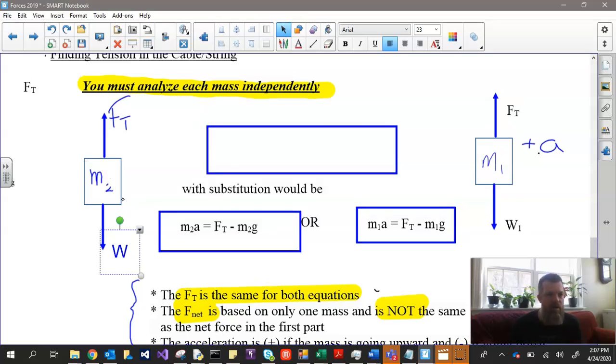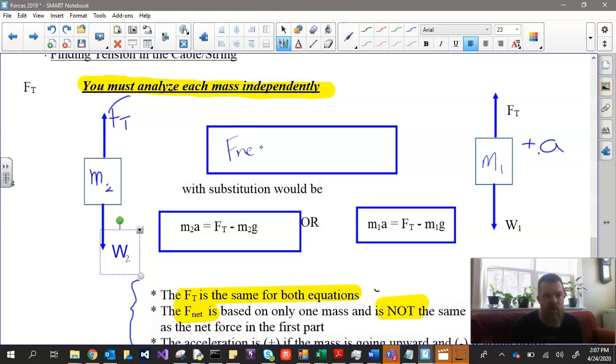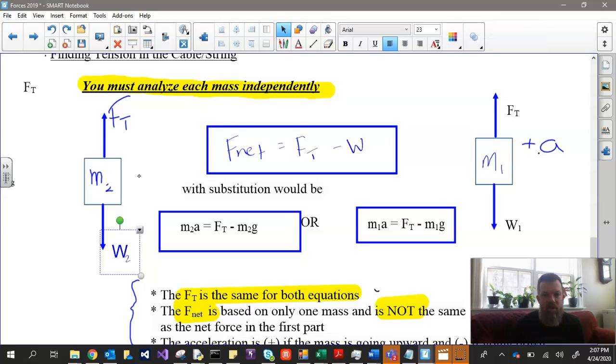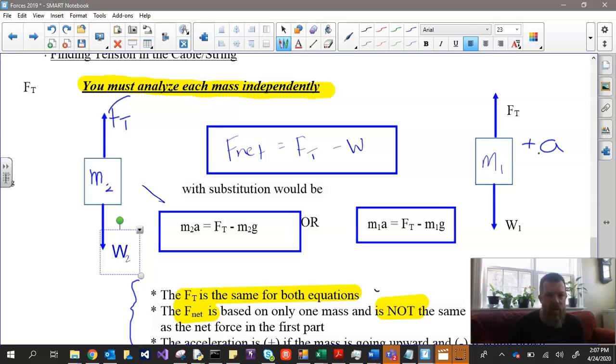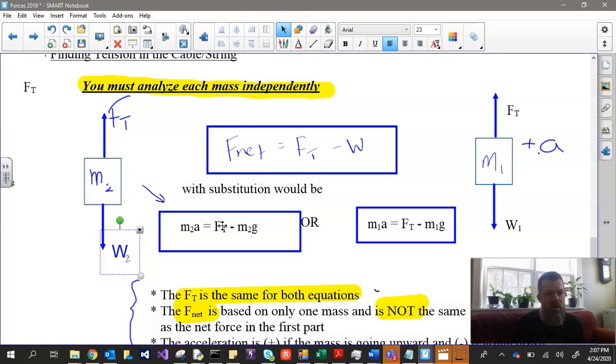So now if I look at mass 2, weight 2 acts downward, and the force of tension is now up. So imagine cutting the rope. This would still be all the force in the positive direction, which is force of tension minus whatever the weight is. And it doesn't matter if it's the one on the left or the one on the right. Tension's up, weight's down. If I make my substitutions for this one, I get mass 2, and it's not the same F net I found above. It's just the mass of the one object, or the same over here.